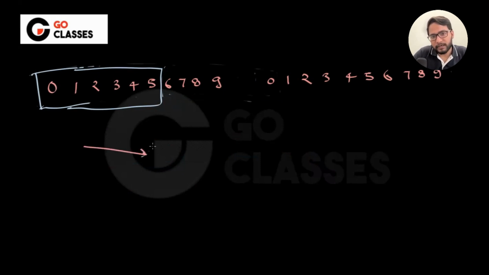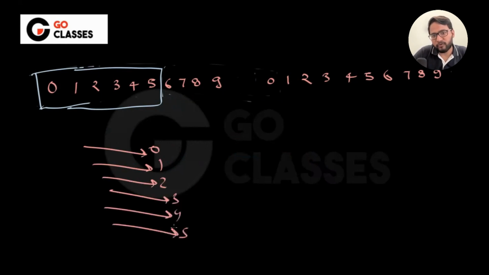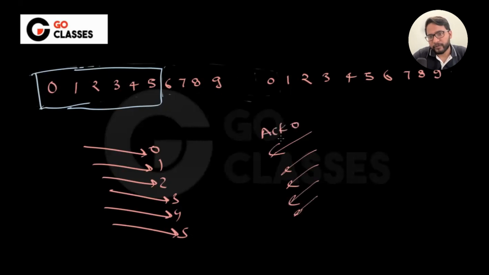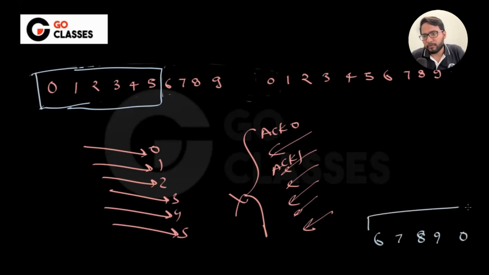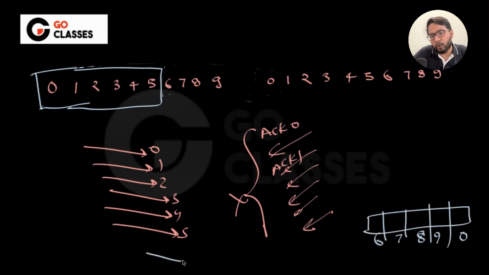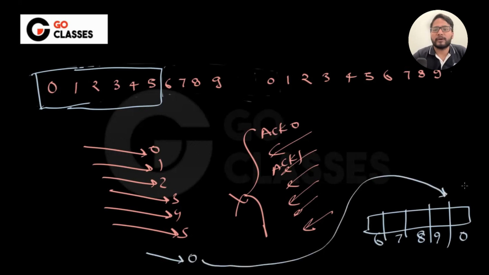So what I'm saying here, you are sending 0, 1, 2, 3, 4, 5. If all ACKs are lost here, ACK 0, ACK 1, if all of these ACKs get lost, then receiver will be waiting for 6, 7, 8, 9, 0, right? Receiver will be waiting for next of these 5. And you are retransmitting 0 also. Receiver will think that this 0 and this 0 are the same, right? It will accept it. Are you getting my point?